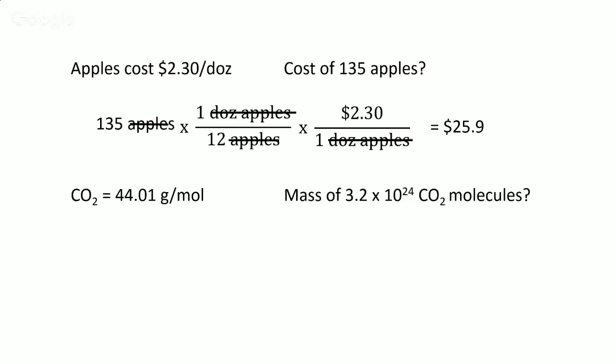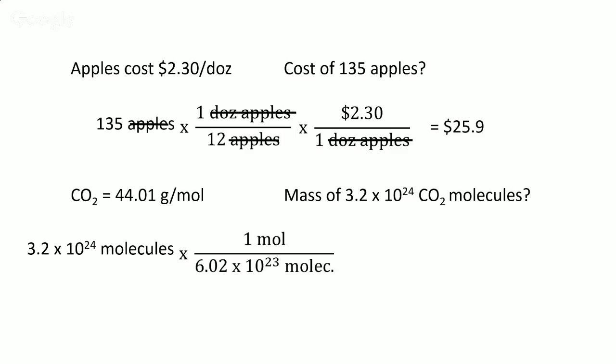And you want to see how much 3.2 times 10 to the 24 CO2 molecules weigh. It's a lot bigger number because a molecule is a lot smaller than an apple. But other than the ridiculous size of that number, you start with the number that's given. Apples, molecules, whatever. A dozen is 12. A mole is Avogadro's number, 6.02 times 10 to the 23. If you set it up that way, the unwanted unit drops out.